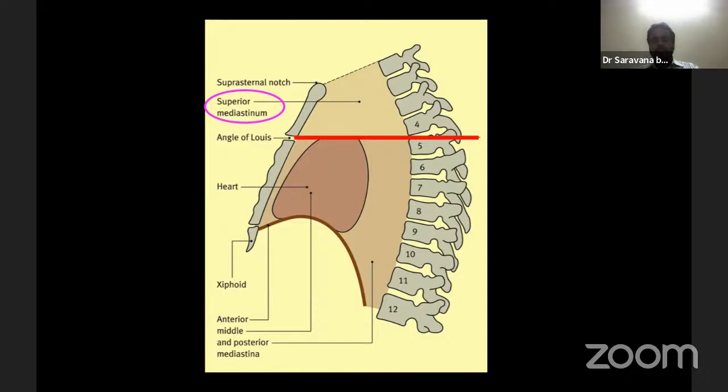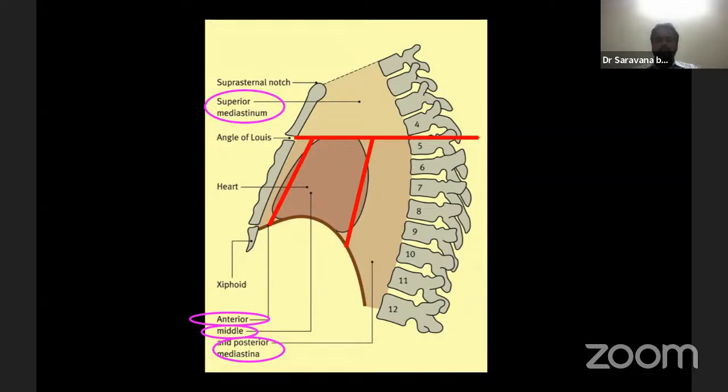Further, the inferior mediastinum is divided into three parts. The structures anterior to the heart are considered to be the anterior mediastinum, the heart and the contents of the heart are considered to be the middle mediastinum, and the structures posterior to the heart are considered to be the posterior mediastinum.